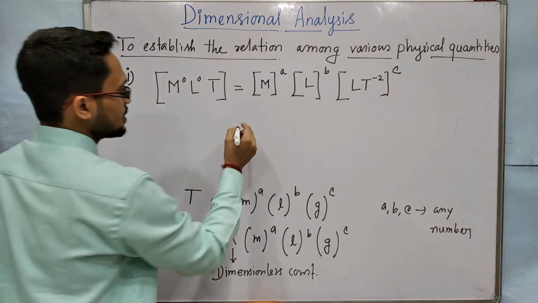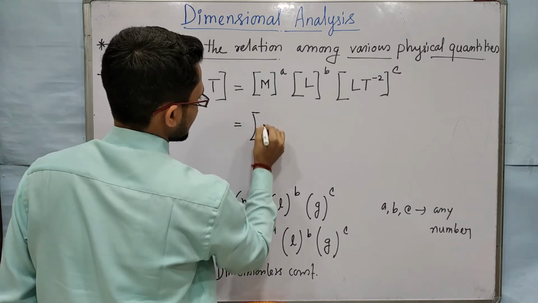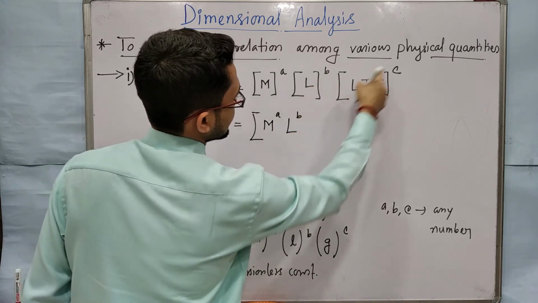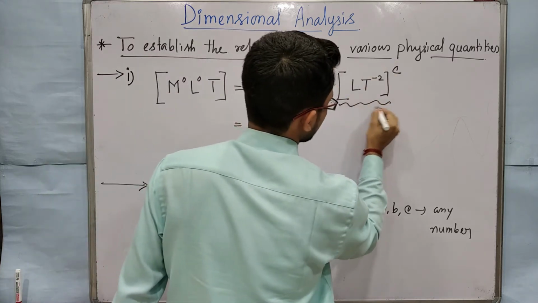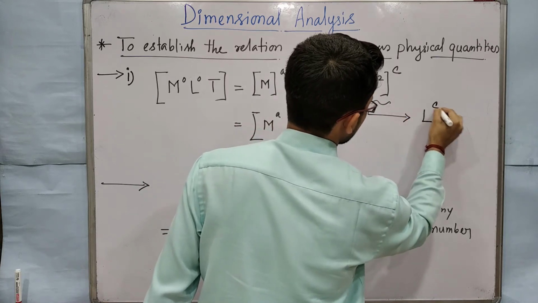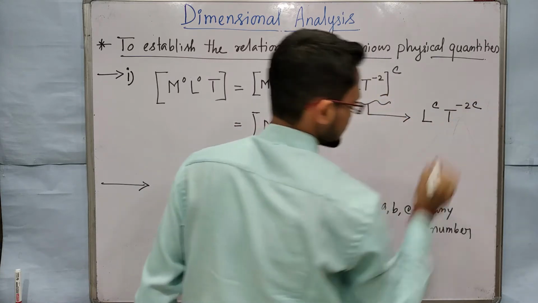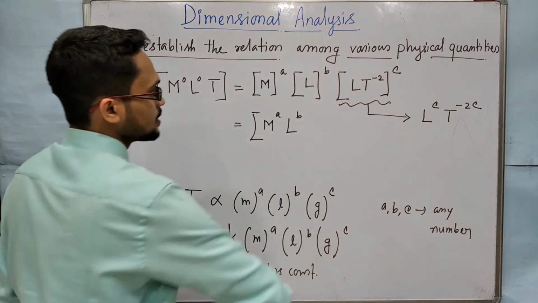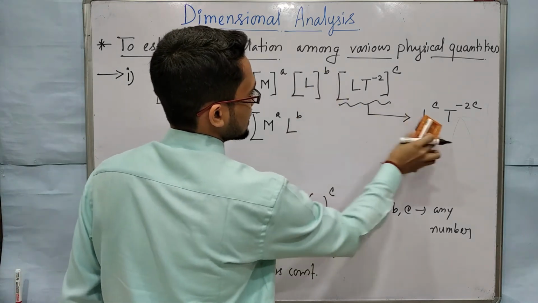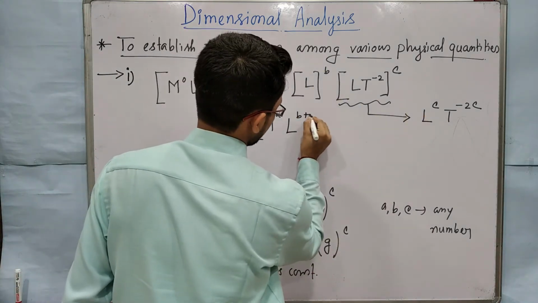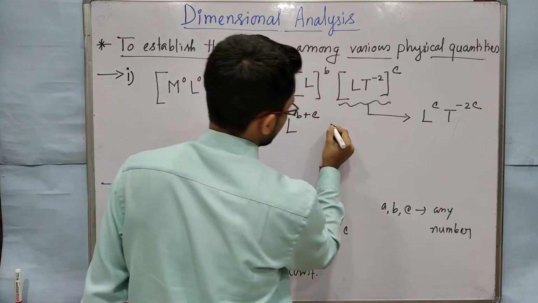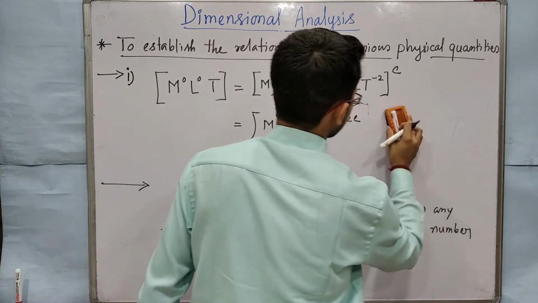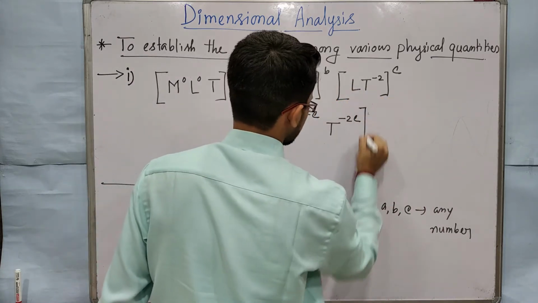Now M to the power only a, L to the power b and here c. We can break this part, L T minus 2 to the power c, into L to the power c and T to the power minus 2c. You know this thing, I hope; you have done this in math. So here L to the power b and here L to the power c, so it will be L to the power b plus c, powers will be added, and then T to the power minus 2c. So this is the equation.